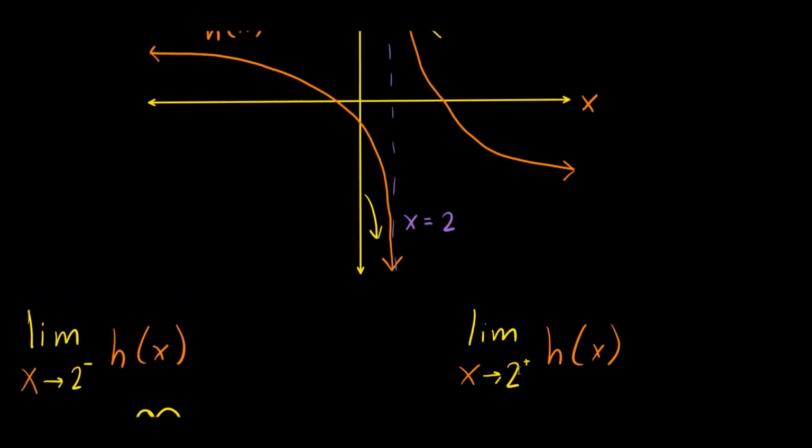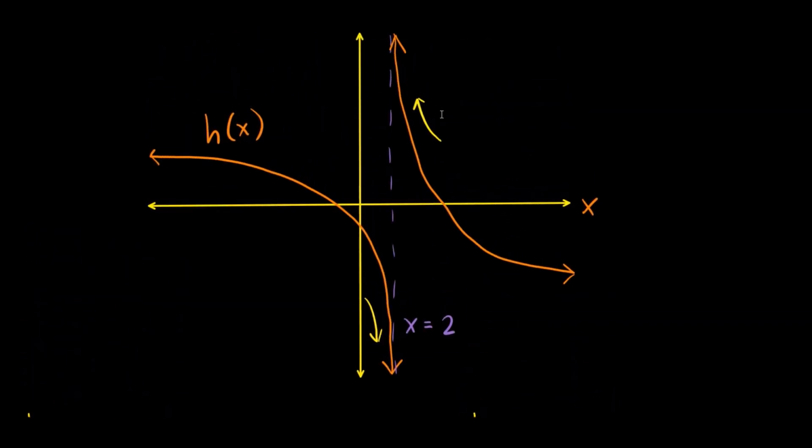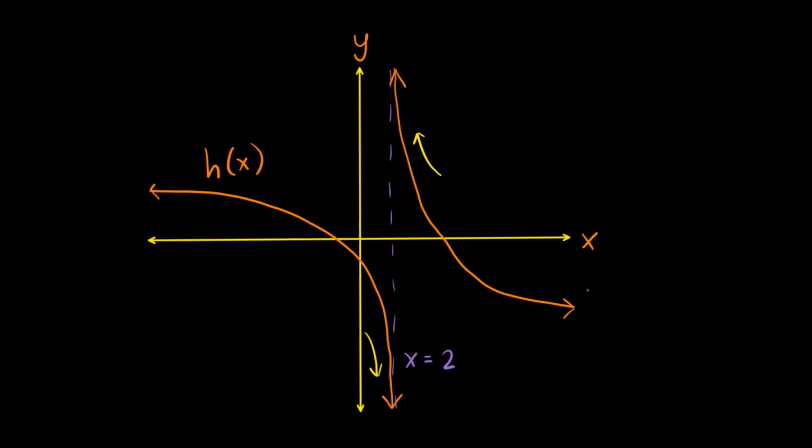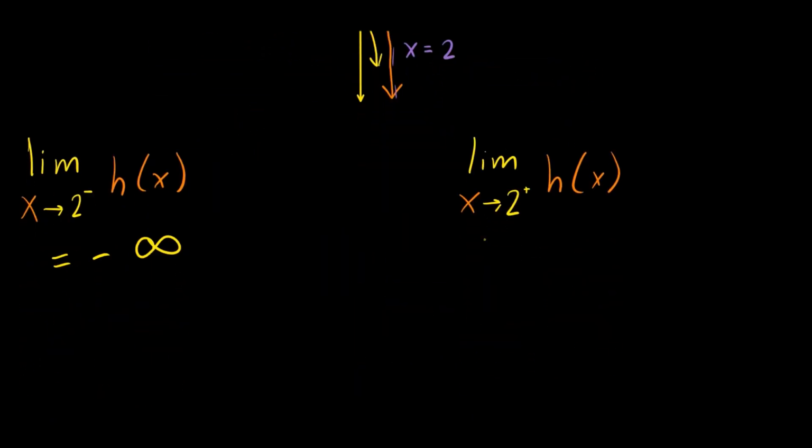And then if we approach 2 from the right side, if we look at the graph here, that just gets closer and closer to positive infinity. So this answer should just be a very simple positive infinity. As you can see, in both these cases, it's equal to some kind of infinity. So that's what tells us that there's a vertical asymptote.